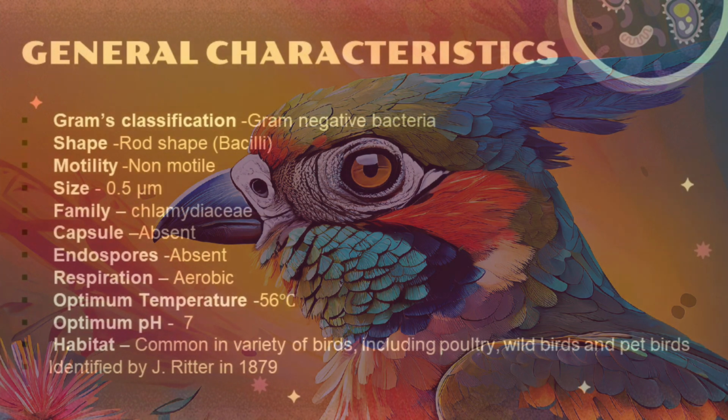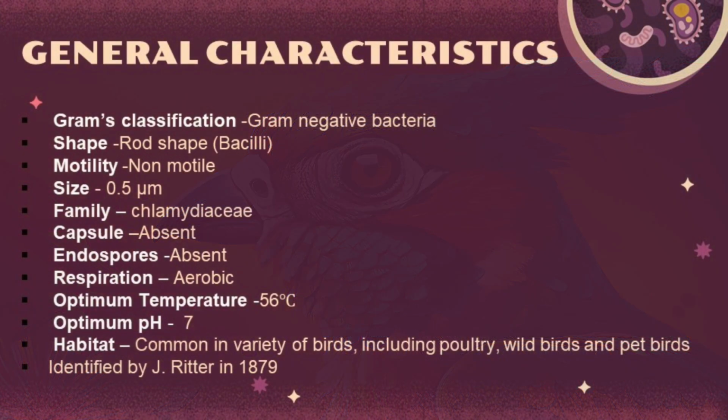Capsule and endospores are absent. Respiration is aerobic. Optimum temperature is 56 degrees Celsius and pH is 7. Habitat: common in a variety of birds, including wild birds and pet birds. Identified by J. Ritter in 1879.